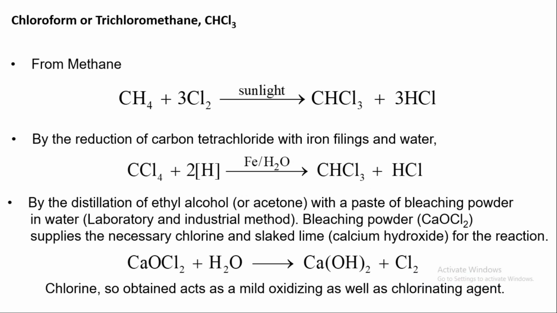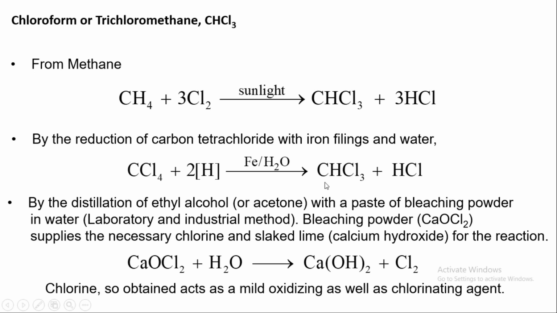Now there are a few more di or tri-halogenated compounds. Let us first see chloroform, or trichloromethane. We can prepare trichloromethane from methane. For that we require 3 moles of chlorine in sunlight. We can also prepare this from tetrachloromethane in presence of iron filings in water.